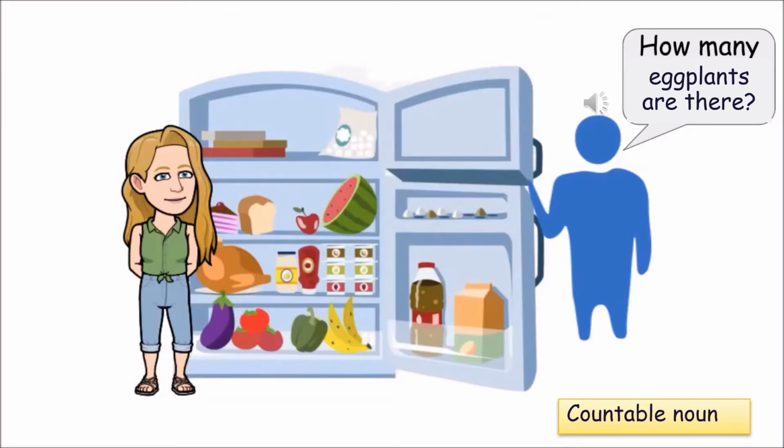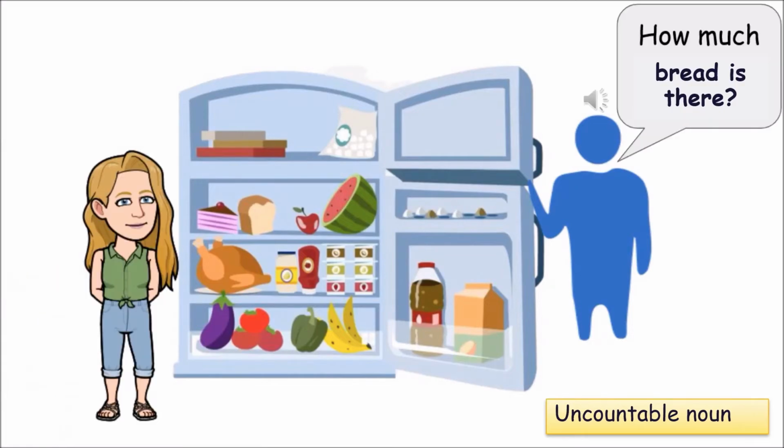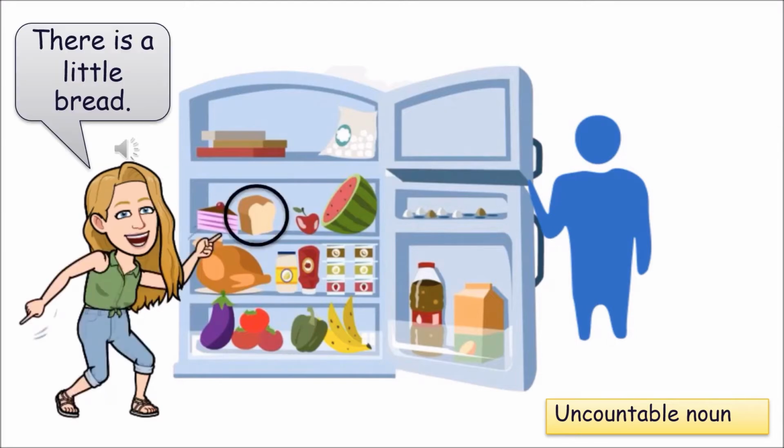For example, how many eggplants are there? Oof, only one, so there are a few eggplants. Uncountable noun. How much bread is there? Oof, only half a loaf. So, there is a little bread.